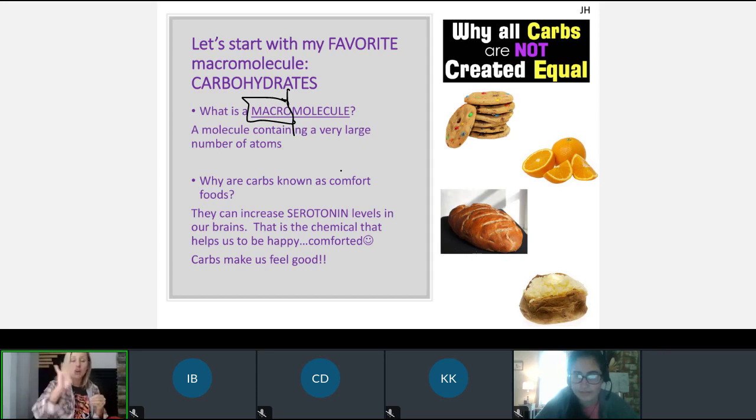And in unit 2, we're going to learn about 4. Okay. Carbohydrates are the first macromolecule that we're going to learn about today that we need.